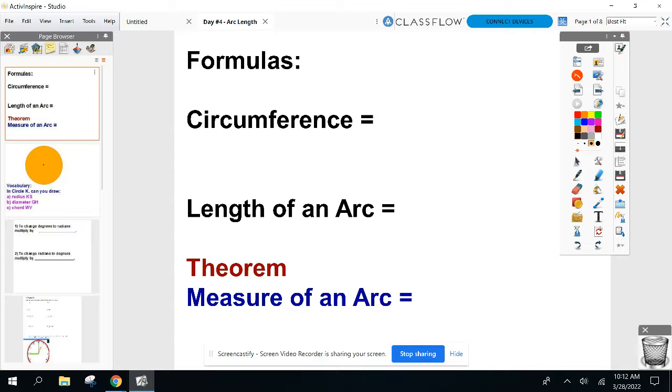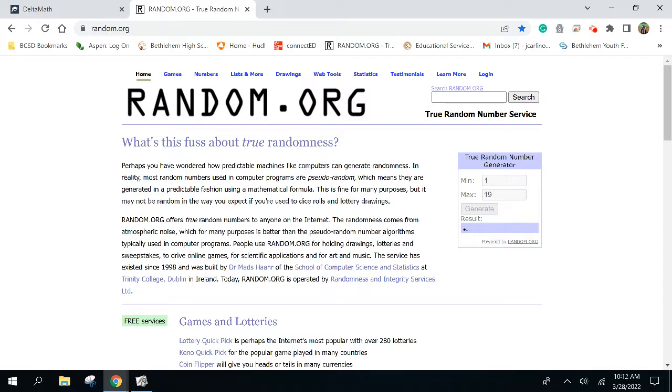All right, let's get to reviewing here. One week from today is your first quiz. So I want to make sure we got all these down pat as we move on here. Circumference formula. Let's start off there. Circumference formula. Look back in your notes if you don't have it.